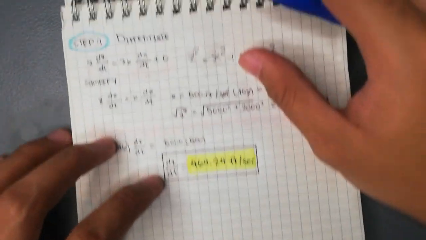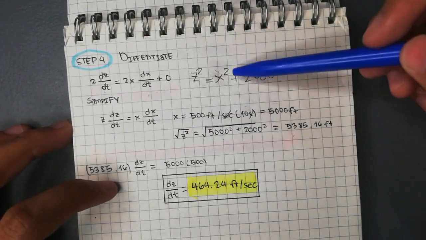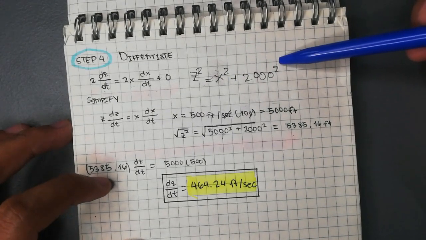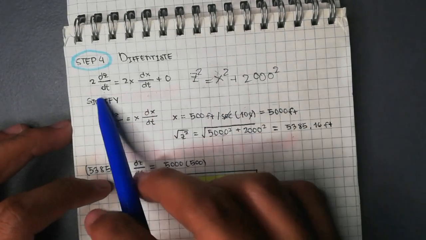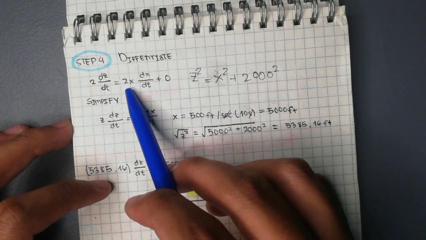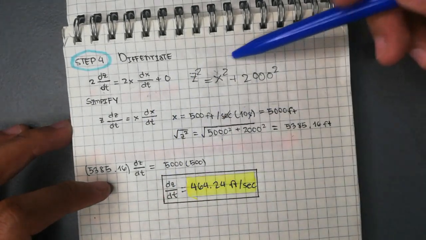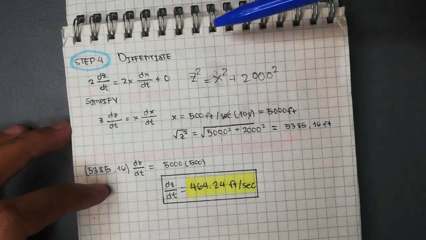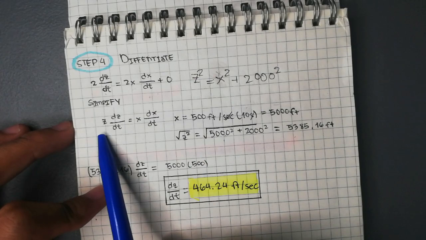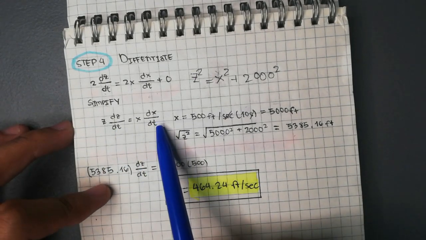So, proceeding to step 4, we will differentiate our z squared equals x squared plus 2,000 squared. Z squared would be 2 dz over dt equals 2x dx over dt plus 0. Why 0? Kasi ang ating 2,000 ay constant. Then, we're gonna simplify it, and we would come up to dz over dt equals x dx over dt.